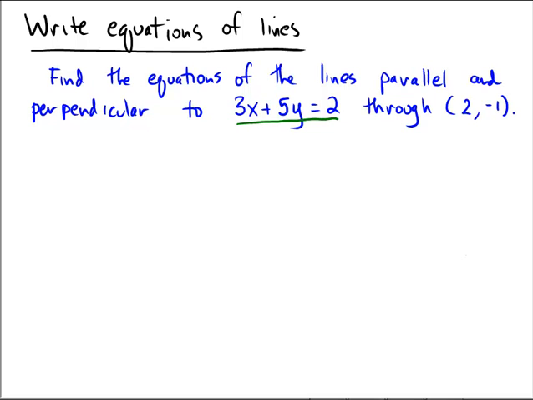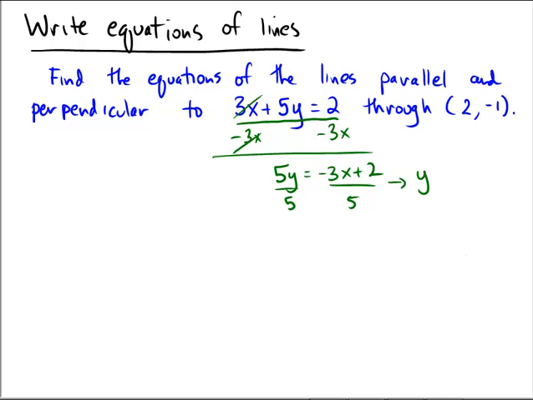So for simplicity's sake, I'm just going to take that given line and transfer it into what we call the slope-intercept form. So subtract 3x from both sides, so that we yield 5y equals negative 3x plus 2, then divide by 5 to yield y equals negative 3/5 x plus 2/5. Okay, now that was nice for us because now I can see the slope. The slope is negative 3/5.